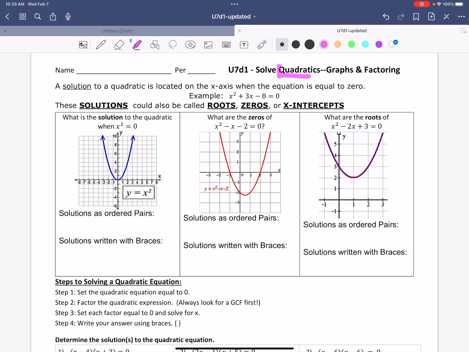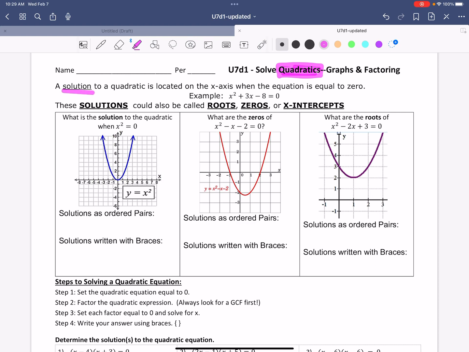I'm highlighting the name located at the top of your notes. Quadratics are a unique shape graph. They are U-shaped, and we are going to be doing quite a few things with these graphs this semester. It's a big part of semester 2, and it does carry on into Algebra 2. So we're going to start by finding solutions to quadratics.